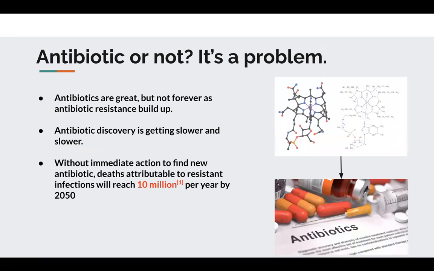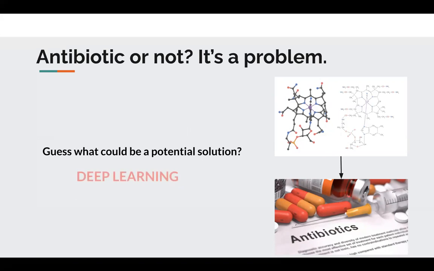So antibiotics are great. They are the cornerstone of modern medicine, but they're not great forever, as resistance quickly builds up. However, the discovery process is getting slower and slower. The data shows that without immediate action to find new antibiotics, deaths related to resistant infections will reach 10 million per year by 2050. And one potential solution is deep learning.